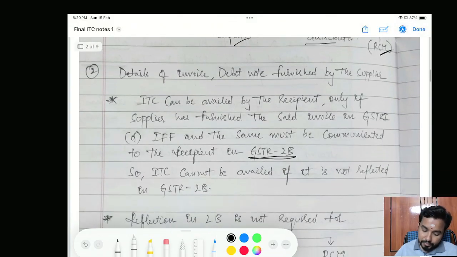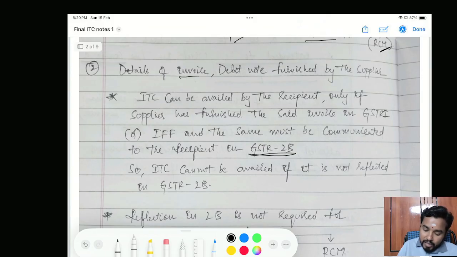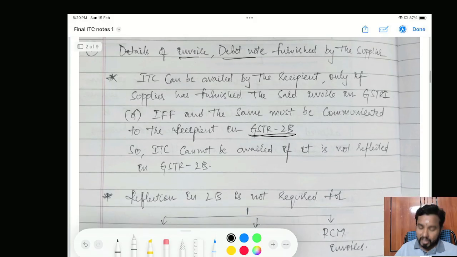Next one, details of invoice, debit note furnished by the supplier. So this should have to get reflected in GSTR 2B. To avail ITC, the first condition was you should have a tax paying document in position. What those tax paying documents are, we have just now seen. And the other condition was the details of invoice, debit note should have been furnished by the supplier, and it should have got reflected in GSTR 2B.